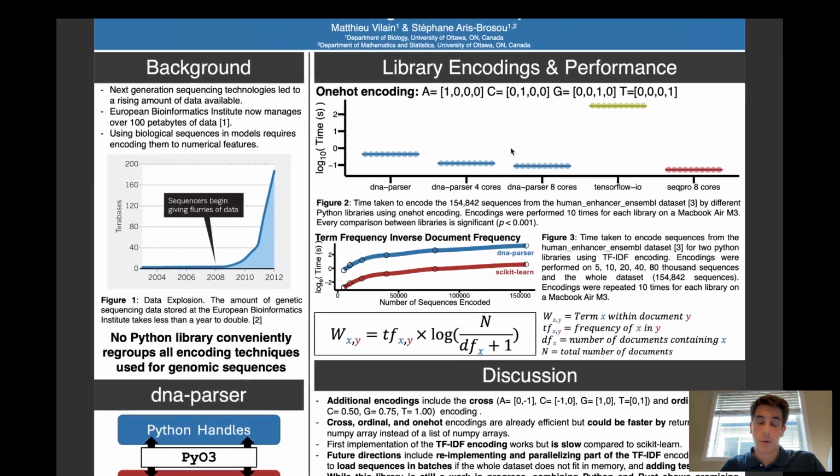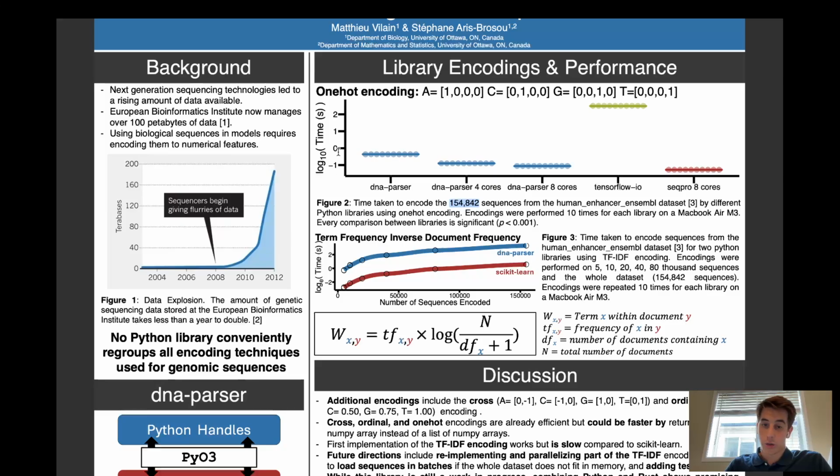Once I'd done that, I wanted to compare my implementation to other implementations. So what I did is I found two other packages, TensorFlow.io and SeqPro, that also had a one-hot encoding. I then took a benchmark dataset on GitHub that has 154,000 sequences available that were around 250 nucleotides long, and then I repeated the encodings 10 times for each library.